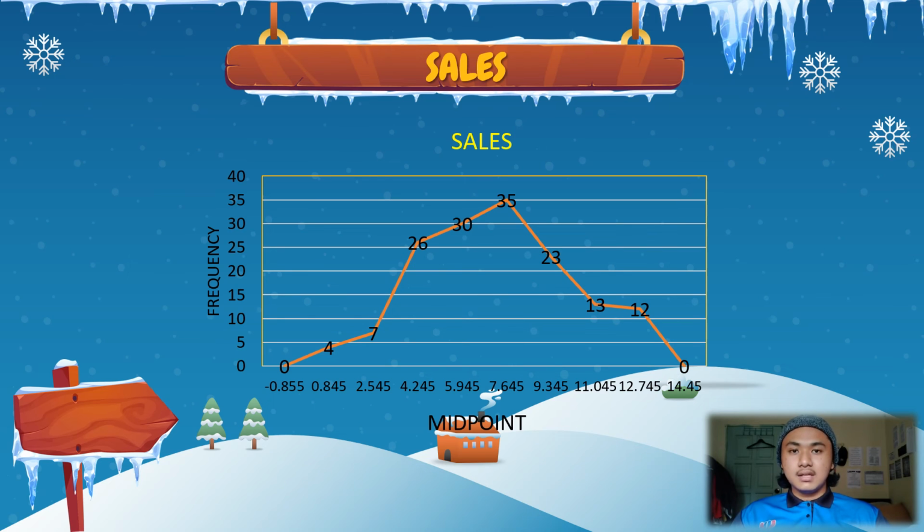Firstly is the sales. For the sales, we use a graph of frequency polygon, which the y-axis is the frequency and the x-axis is the midpoint. We can see from the line that the line is increasing from the class of negative 1.7 to negative 0.01 until the class of 6.8 to 8.49, and then it shows a decreasing to the class of 13.6 to 15.3.